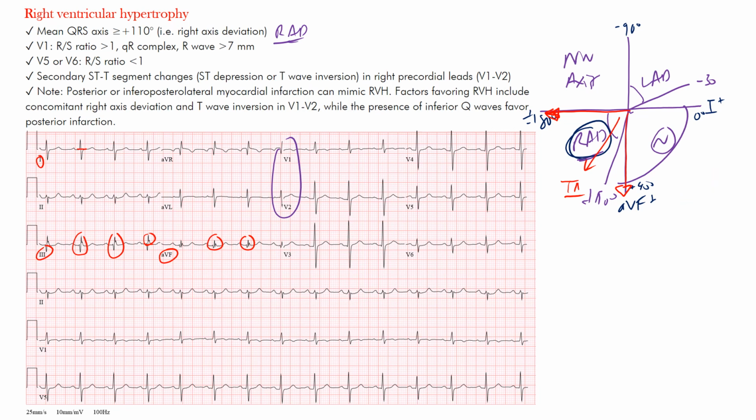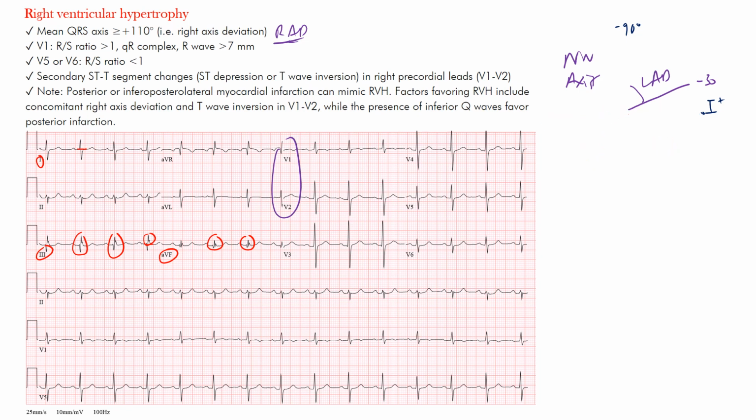And if you want more practice on learning how to do axis deviation, make sure you go back and listen to our lectures on axis deviation. We go through it in much more detail. So right axis deviation is certainly one of the first clues you can note. Okay. The other thing you should note is in V1, those right precordial leads that I mentioned, the R to S ratio is greater than 1.